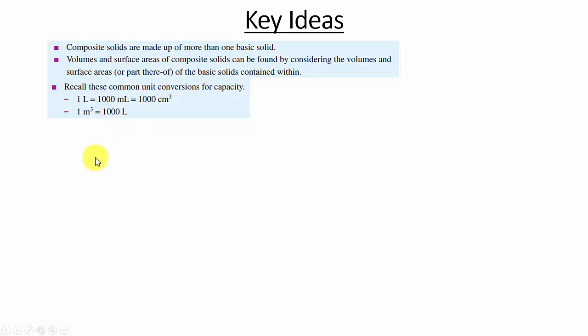If it's a capacity type question, remember your conversions. 1 litre is 1000 millilitres, which is also 1000 cubic centimetres, and that means that 1 cubic centimetre equals 1 millilitre. 1 cubic metre is a kilolitre, or 1000 litres.